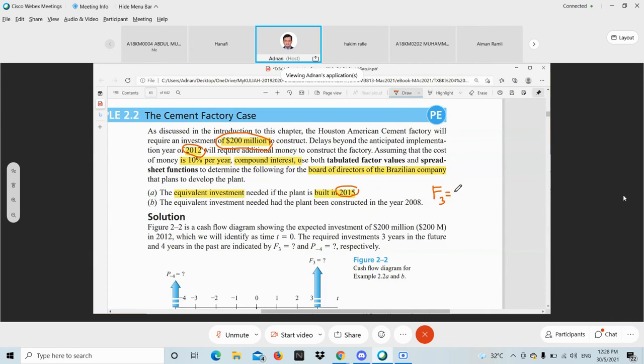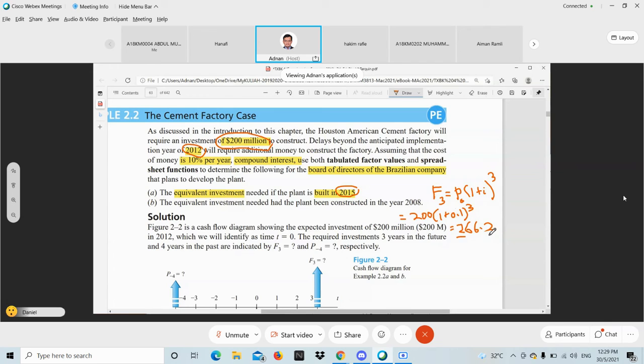Sama dengan apa? Sama dengan present. Okay, present always zero, P0. Okay, 1 plus i, pada 3 tahun daripada sekarang. So, kita ada 200 juta. Okay, 1 campur 10, which is 0.1. Okay, 3 tahun daripada sekarang. How much it will cost kalau kita delay 3 tahun? Okay, 266 juta. Okay, so much money. 3 tahun delay, 266 juta, 0.2.